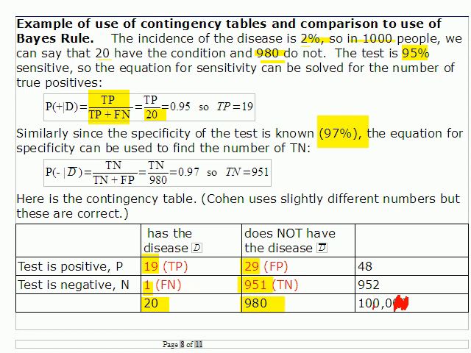I like how I said that. Cohen uses slightly different numbers, but these are correct, after I scratch off 2 zeros. Okay.